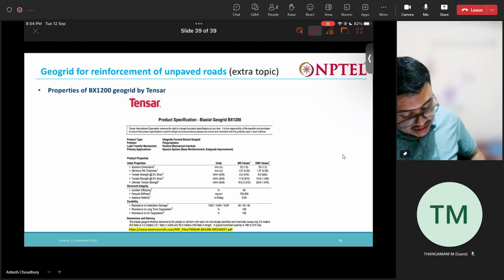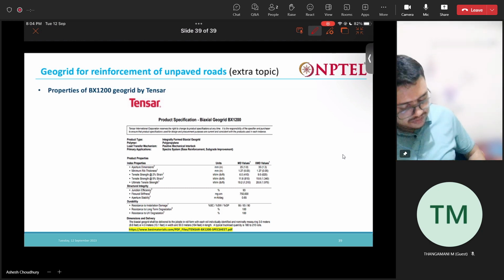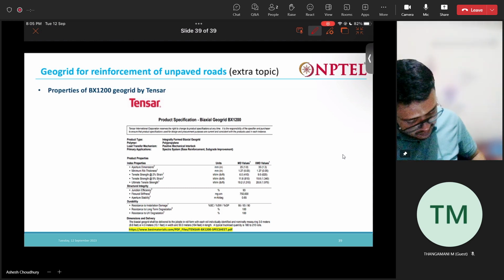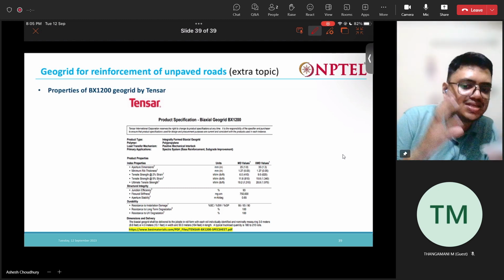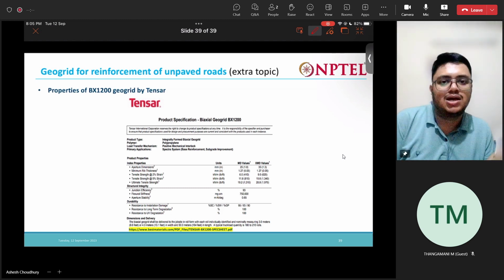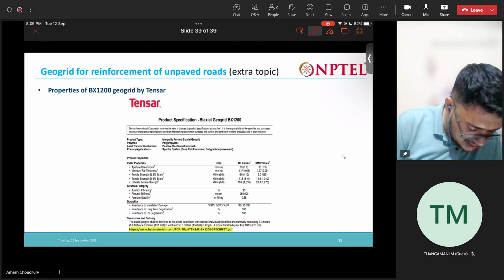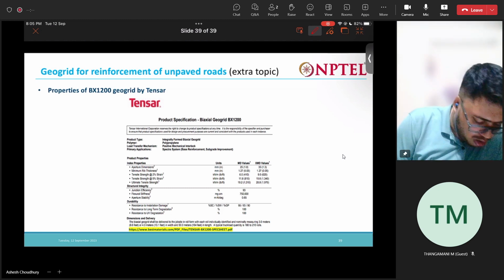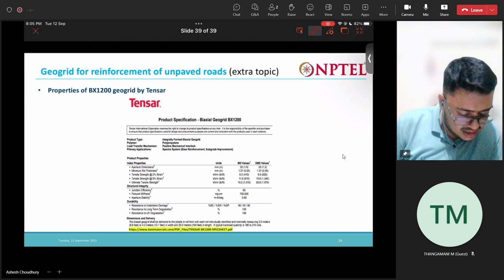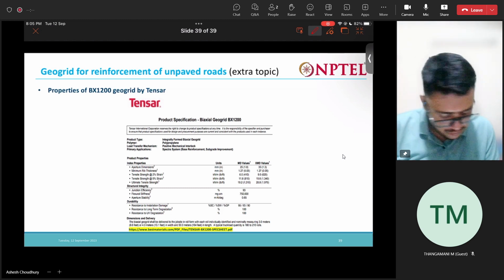The structural integrity, junction efficiency, flexural stiffness, aperture stability, all these things are given. Then the durability is given: resistance to installation damage, long-term damage, resistance to UV degradation. Generally, companies give product specifications like this. Here you can see the biaxial geogrid shall be delivered to the job site in rolls, with each roll individually identified and normally measuring 3 meters or 4 meters.